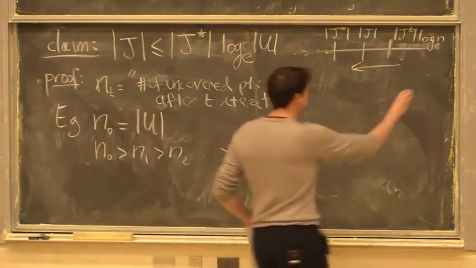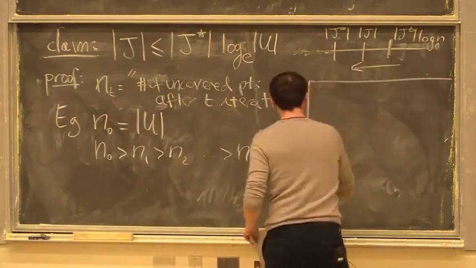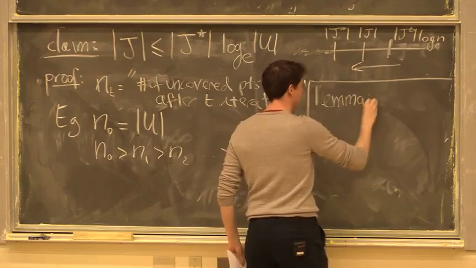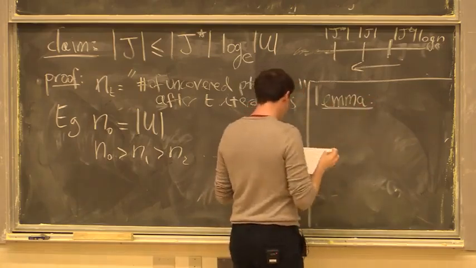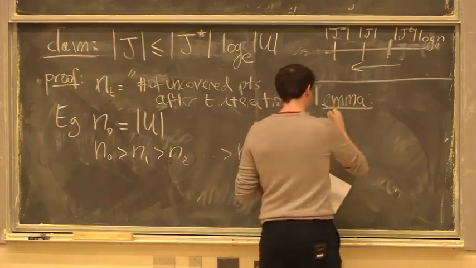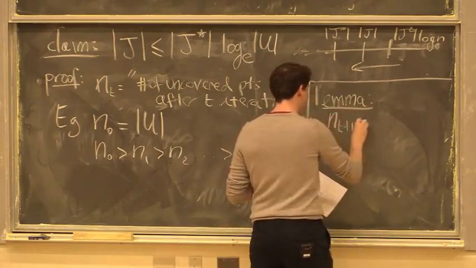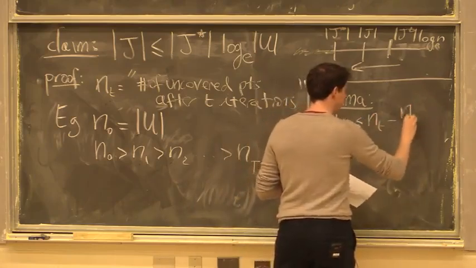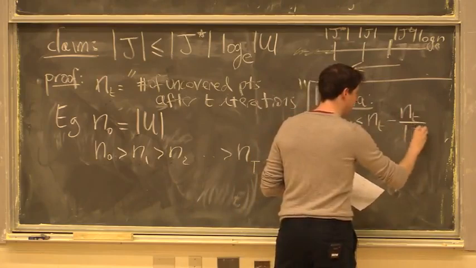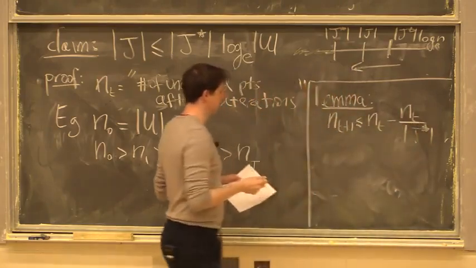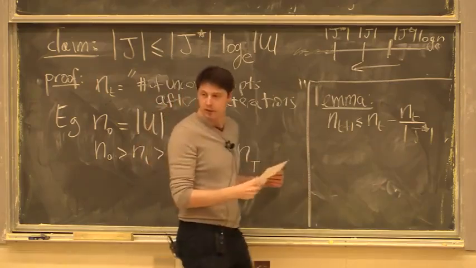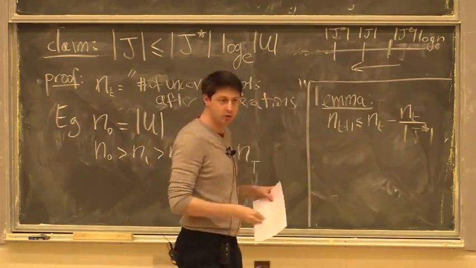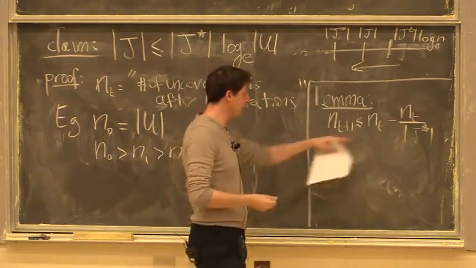Here's a tiny lemma. That is the key of the proof. The rest is computations. And that is that n_{t+1} is no more than n_t minus n_t over the size of J star. So you went down by n_t over J star. Okay? So it's a constant fraction of n_t.